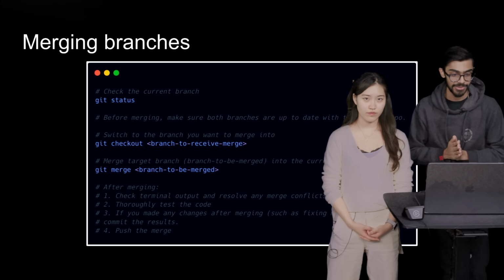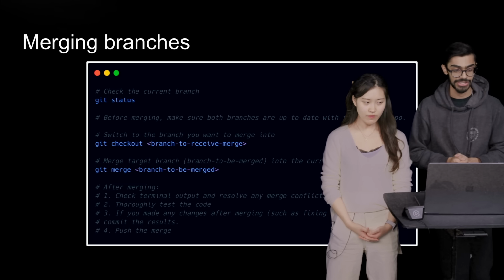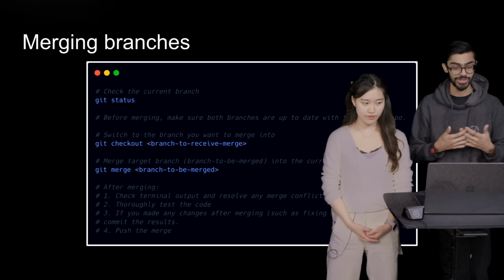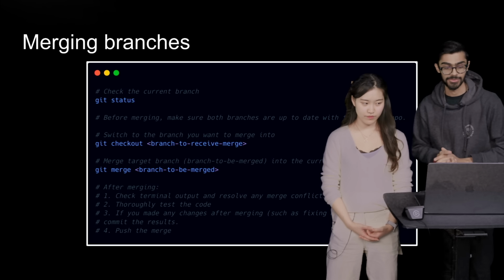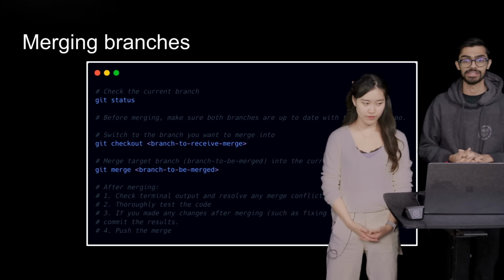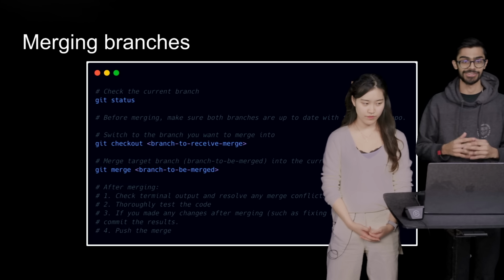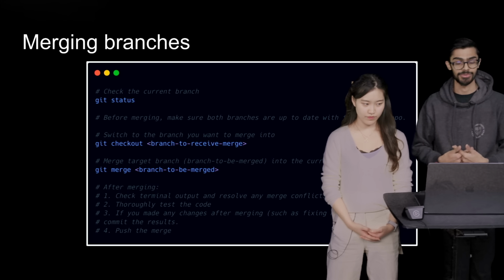So these are a few of the commands that you can use. Git status, again, is important to check the current branch that you're on. Git checkout is going to allow you to switch the branch that you want to merge to. And then git merge, and the name of that target branch, is going to allow you to merge these two branches. This is also very important to note: it is one of these operations that is going to change your code and change all of the stuff you have stored in your repository.